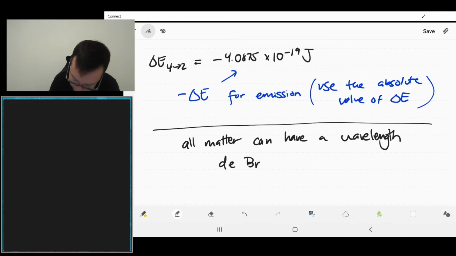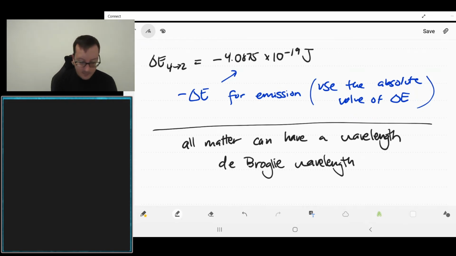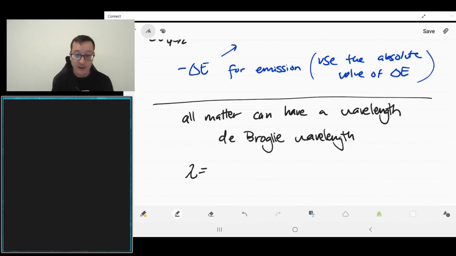Interestingly, it's a way of talking about electrons specifically, but technically it could apply to regular things like me. I would have a wavelength too, but it's going to be Planck's constant and the momentum of your object. Generally, this is done for electrons. This is the fundamental part of electron microscopy.